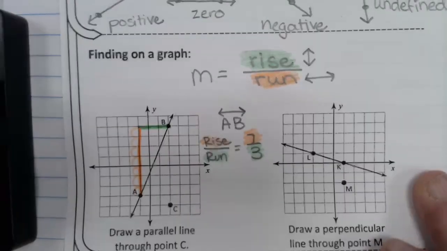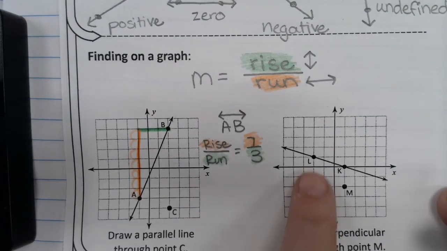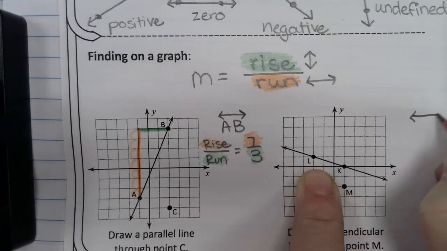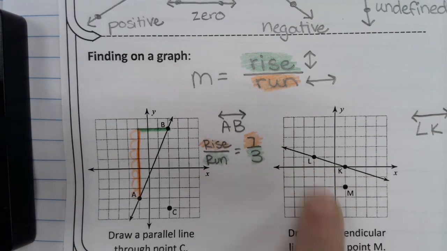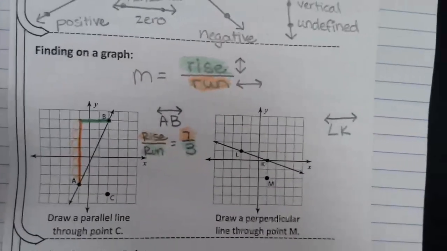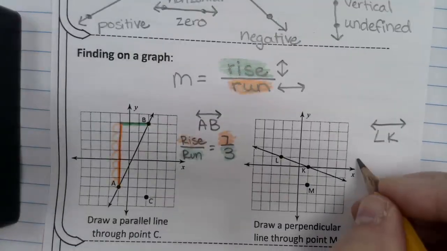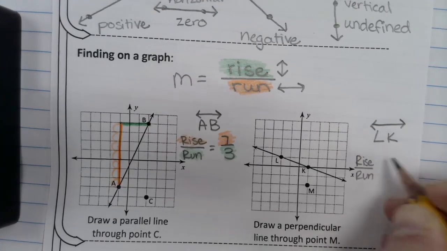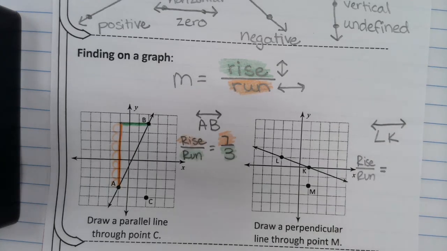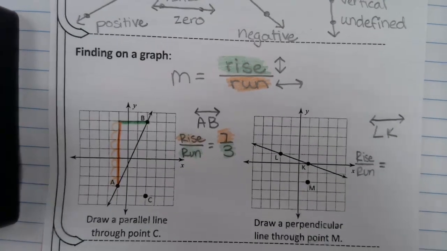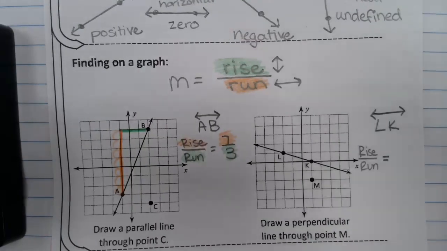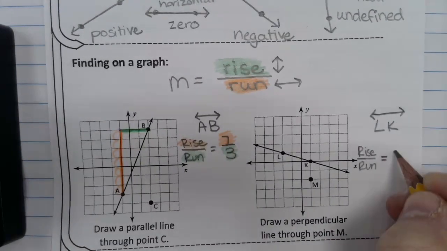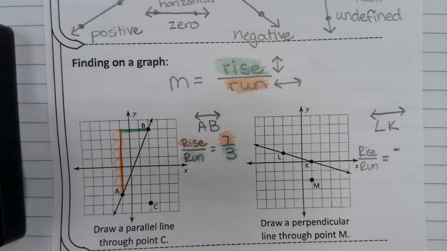Alright, let's move to this one. We're going to do LK. Line LK on this one. So again, we're going to do our rise over our run. What do you notice about line LK right away without having to even count anything? Good, it's going down. So what type of number are we going to have? Negative, good.